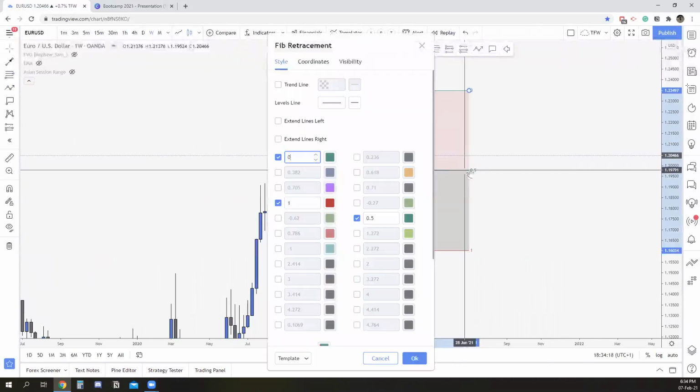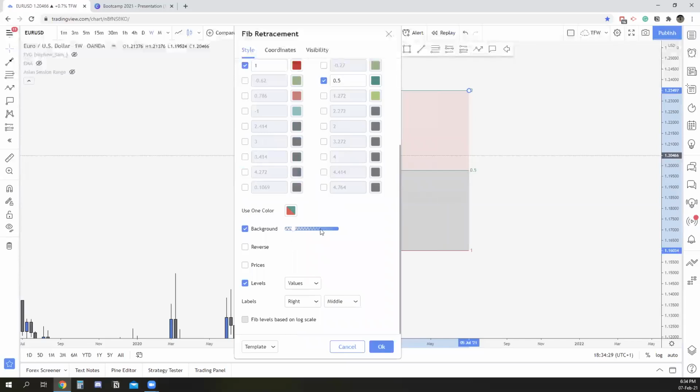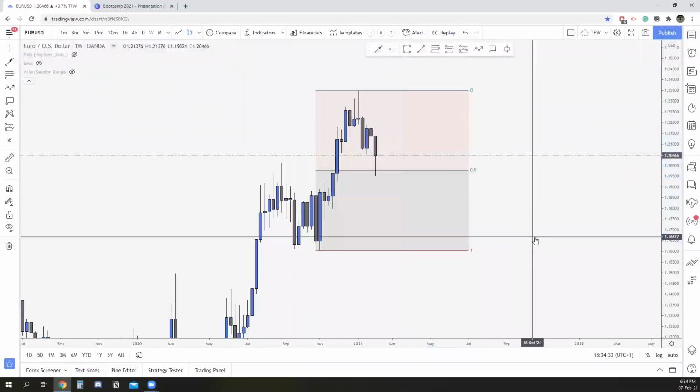I'm going to open the settings so you can copy what I have. The 0 is this color. The 1 is this. And then I have this as that. And then the background, you can make it like this even. So this is what I have, right?